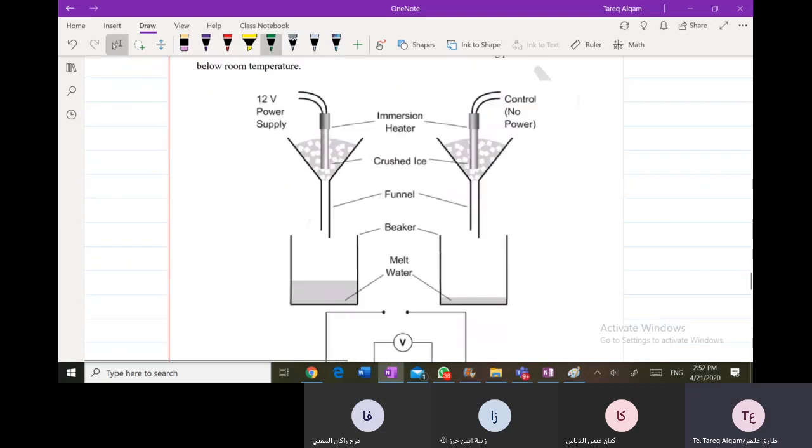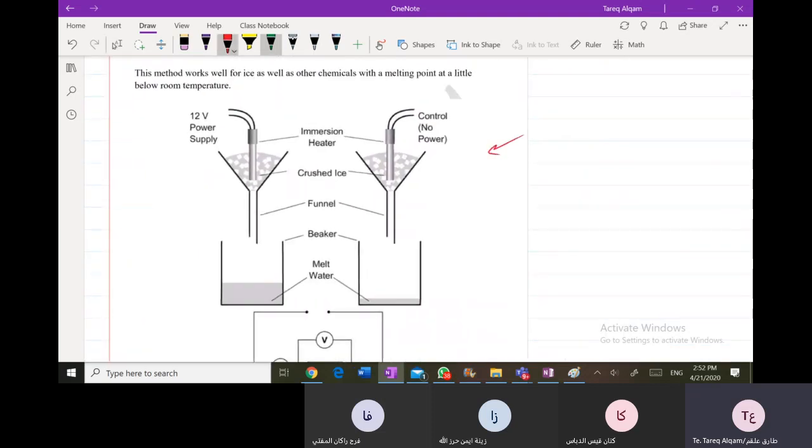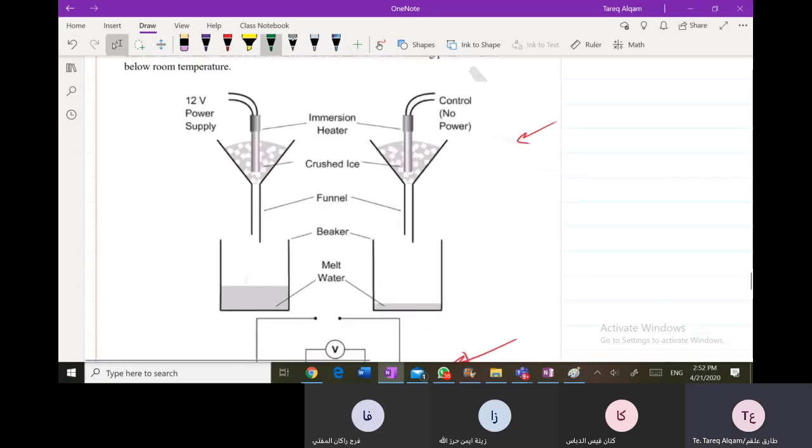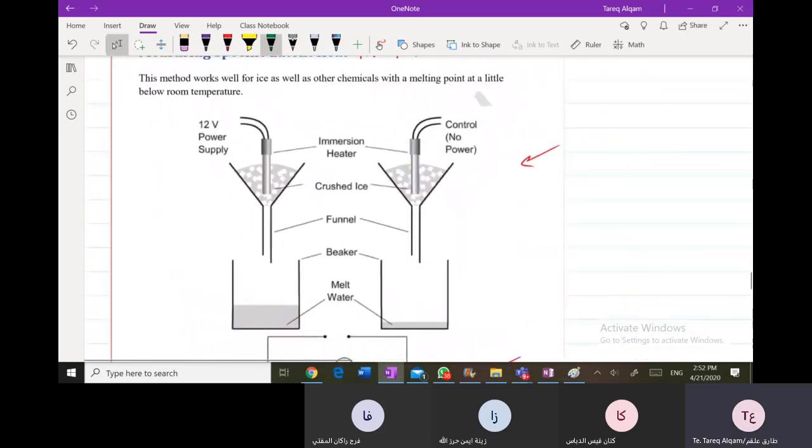This is the setup, guys, that we have to construct. This is the electrical circuit that you also have to draw, to show the examiner what you have to do or what you will do. Here, guys, in this method, I brought crushed ice. I placed the same amount of crushed ice in two funnels. I will explain why.